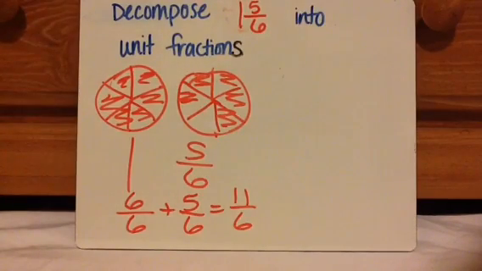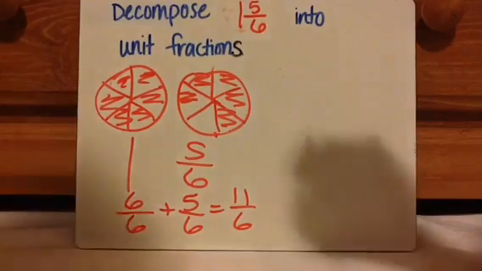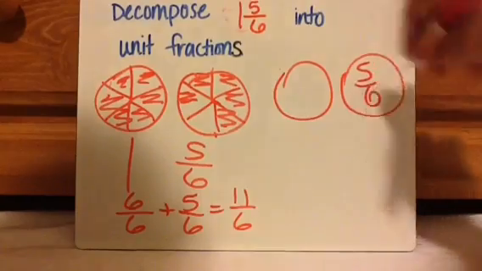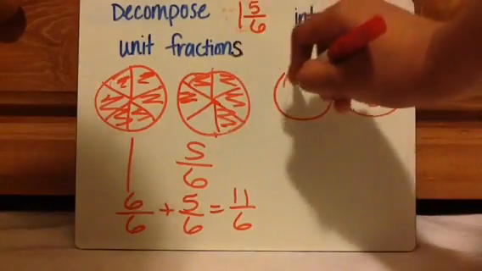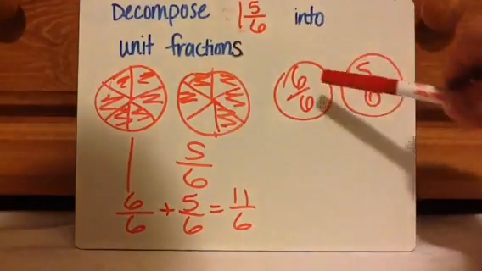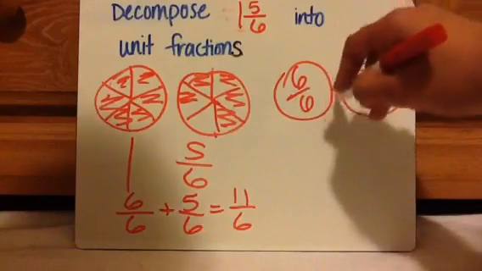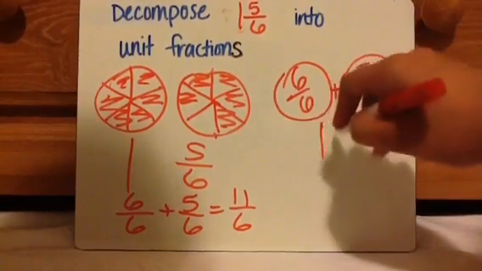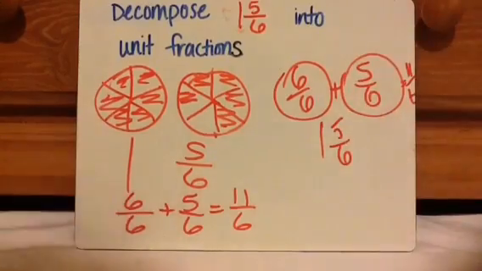Now, what can be annoying and frustrating is drawing those pictures, so here's a shortcut. I know there's 1 whole, okay, and then 5/6 in this one. So 1 whole would be 6/6. So 6/6 plus 5/6 equals 11/6, which is also 1 5/6.